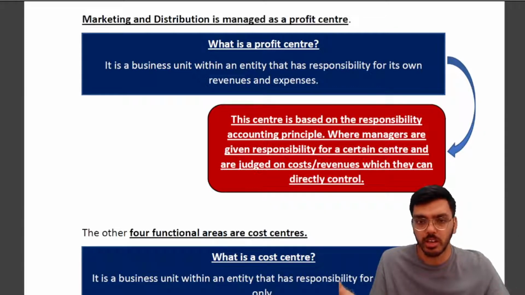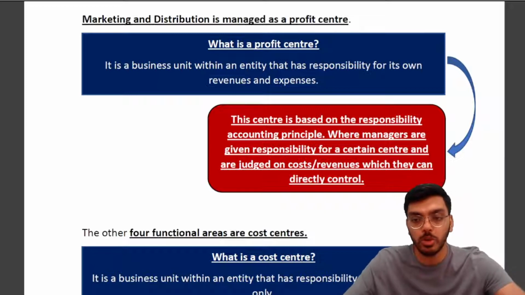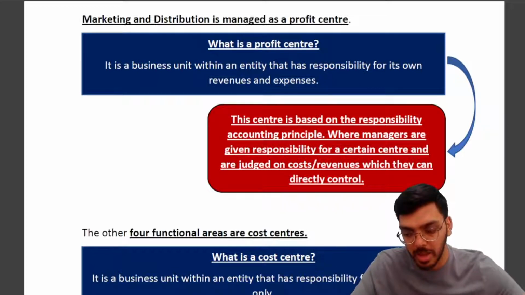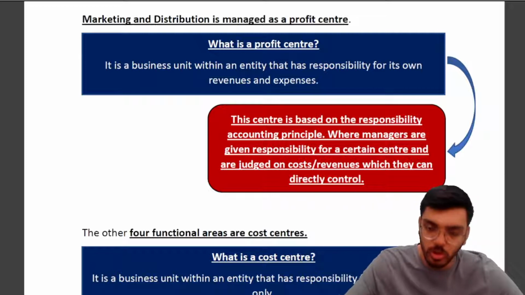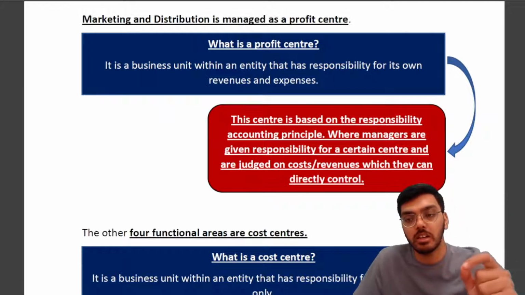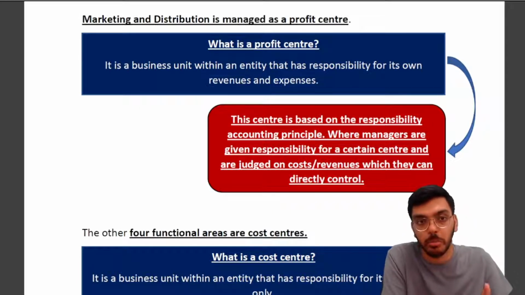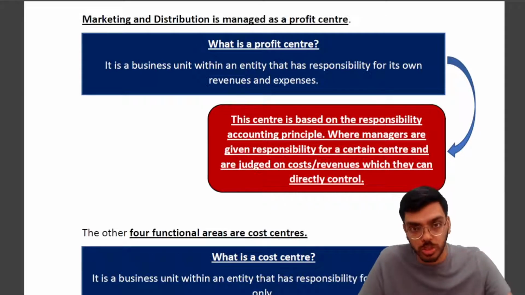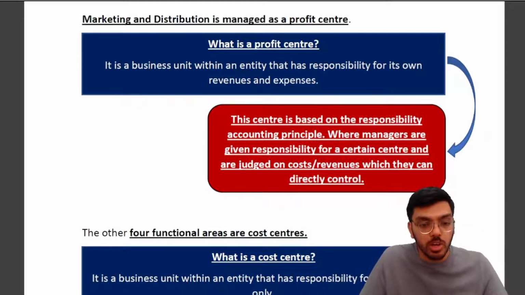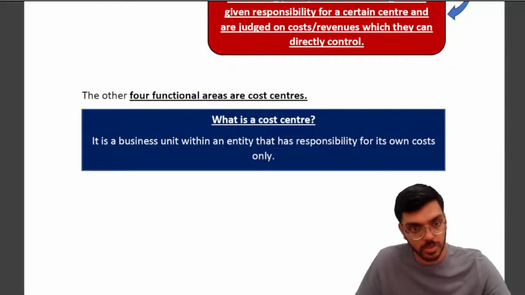Seems like a good idea because you did a certain marketing campaign, you incurred a cost. What revenues were you able to gain because of that marketing campaign? I'll analyze that, or I will partly be able to analyze that, match them, and see the overall performance of my marketing and distribution department. So it seems like a good decision to have this responsibility principle involved here. This is from your P2 syllabus.